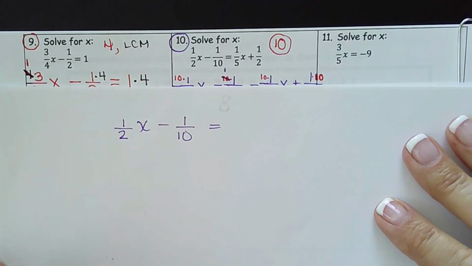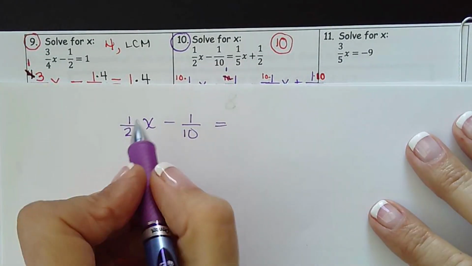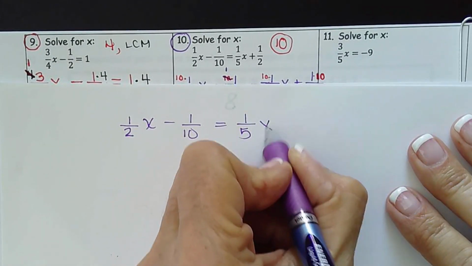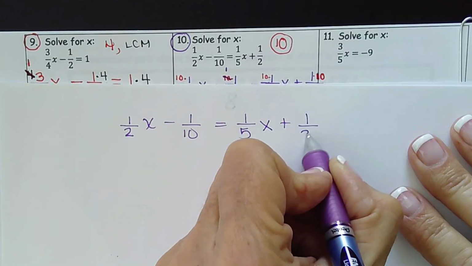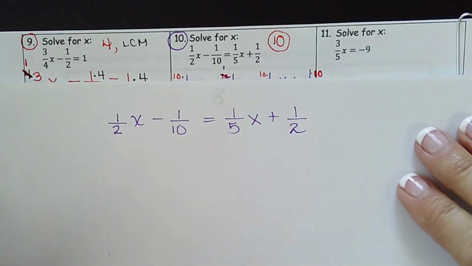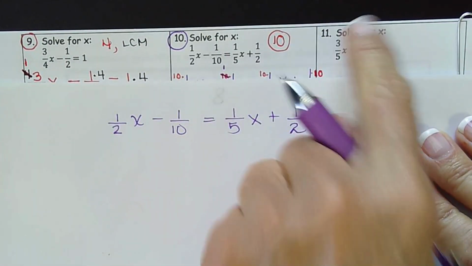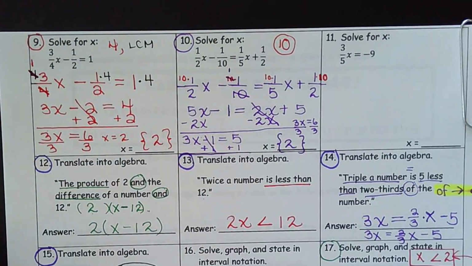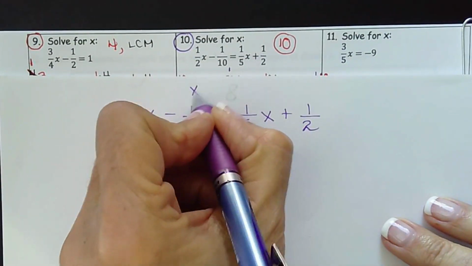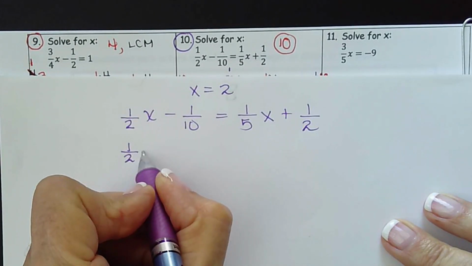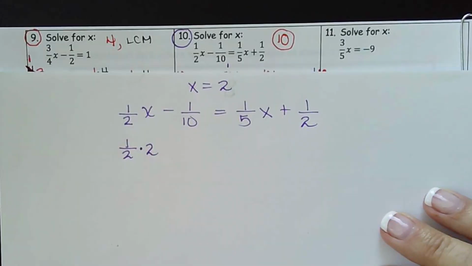So we learned the first step for checking is to write the original problem, because if you have extra time on your test, go back and check any problem that says solve. That means it can be checked. So what did we find for our answer? X equals 2. So we plug it in 1/2, and because it's right beside, that means times 2.